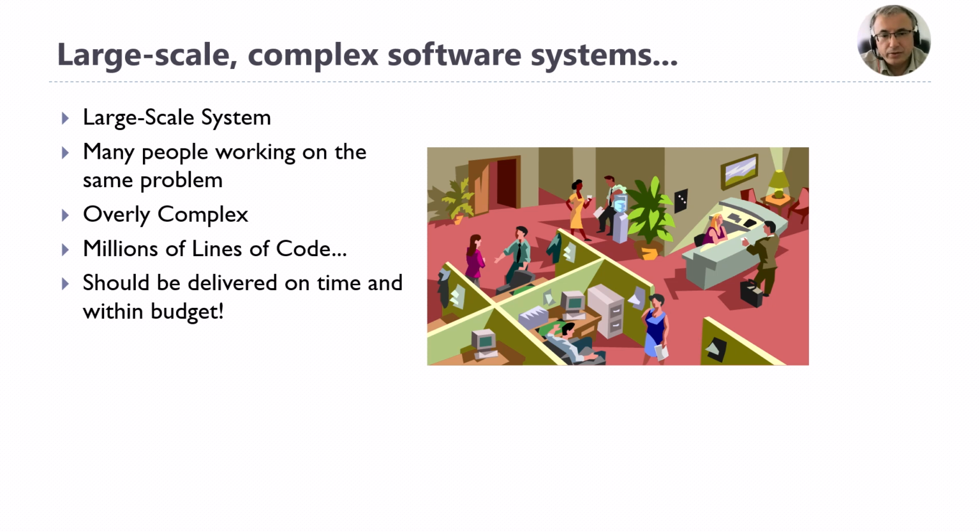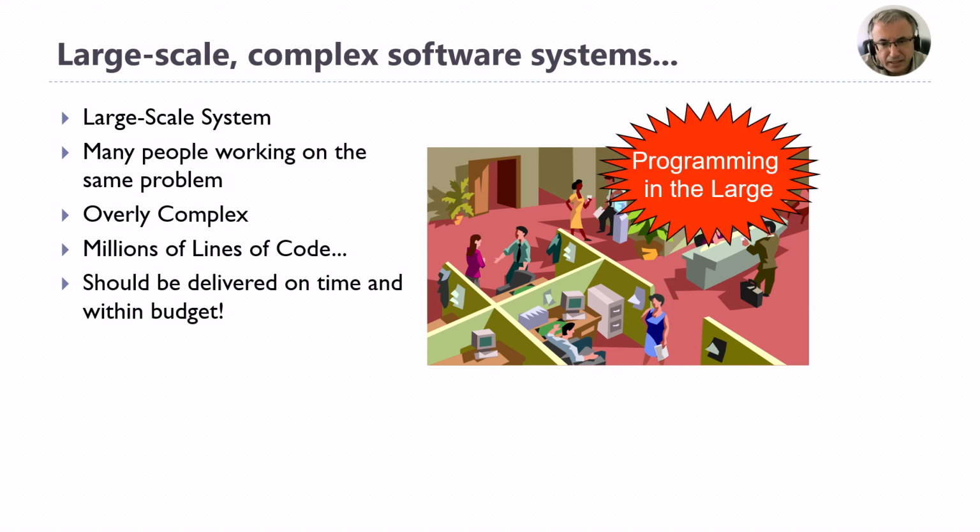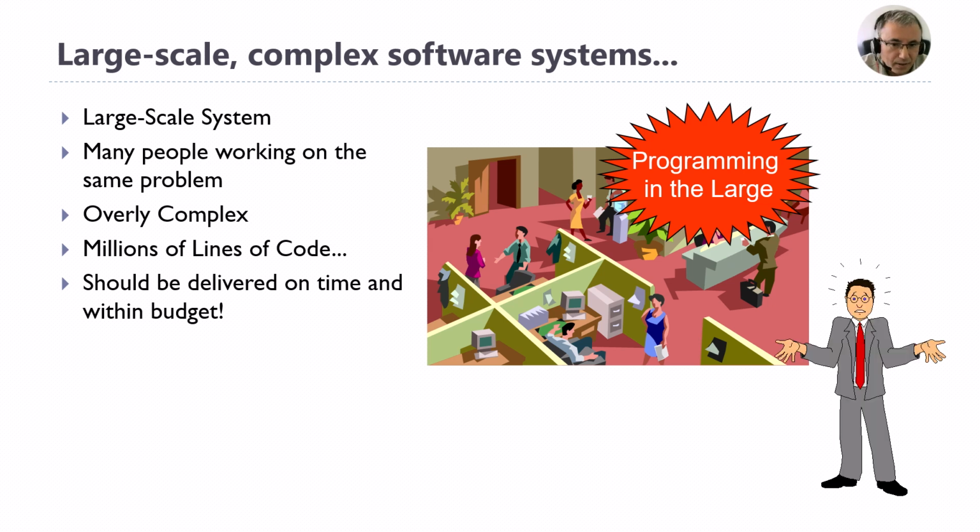If you look at the current large-scale software systems, we can see that they involve many people working on the same problem, often dealing with millions of lines of code. These systems are inherently complex and must also be delivered on time and within budget. A common misconception is that adding more programmers to a project will accelerate its completion. In such cases, simply coding isn't enough.